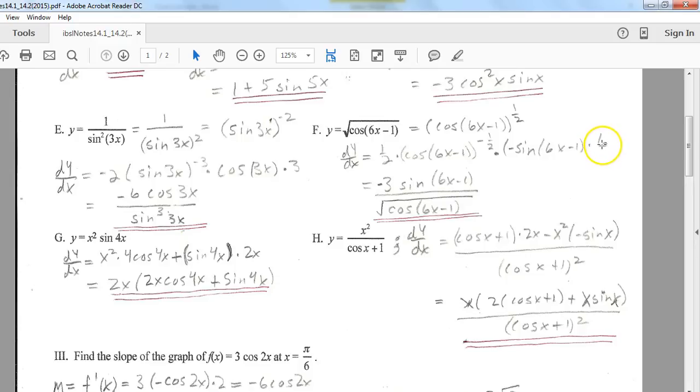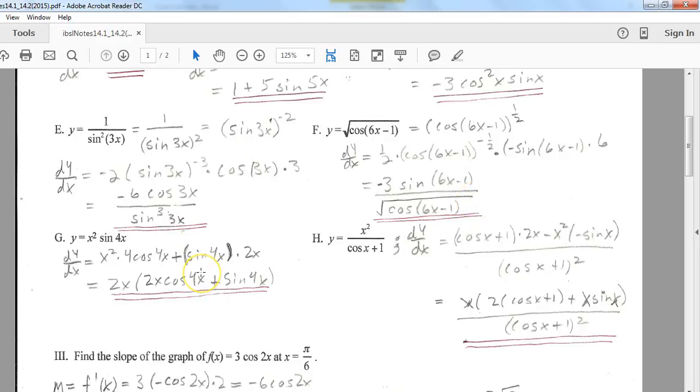This is one of the most commonly missed things that we run into all year, is people not multiplying by the derivative of the interior function. So you got to make sure that you're doing that. And this is where that would finish after some cleanup. And again, you could leave the 1/2 power. You don't have to put it as a square root. Either way would be fine.